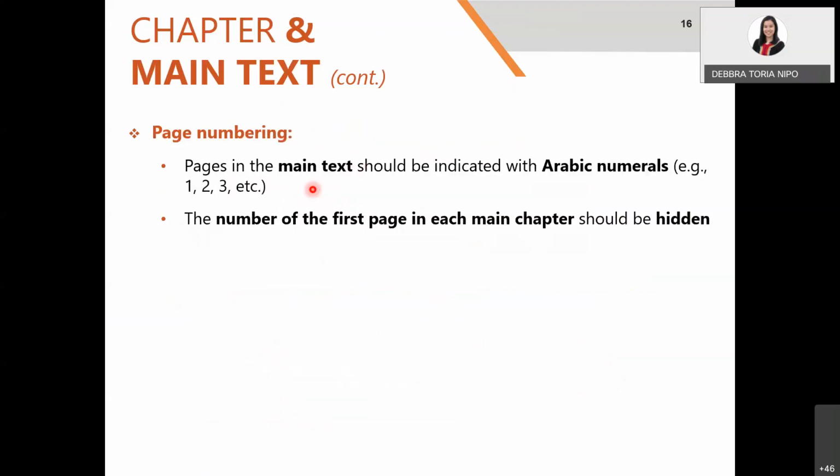Page numbering for pages in the main text should be indicated with Arabic numerals. In this case, 1, 2, 3, and so on. And the number of the first page in each main chapter should be hidden. This is the same as the title page earlier. The page number is not indicated. This is the same for the first page of each main chapter. You should not indicate the page number on your first page of each main chapter. I will just show you the samples.